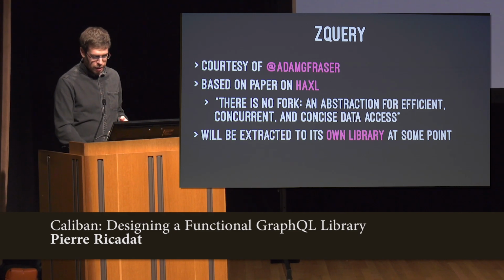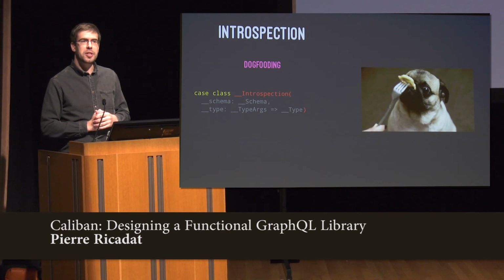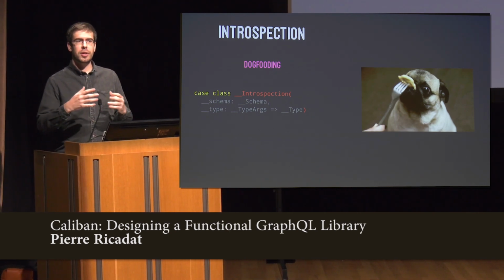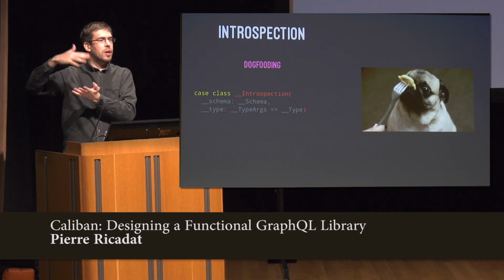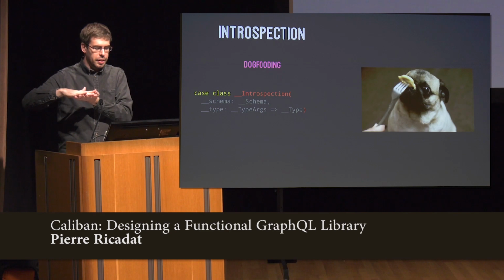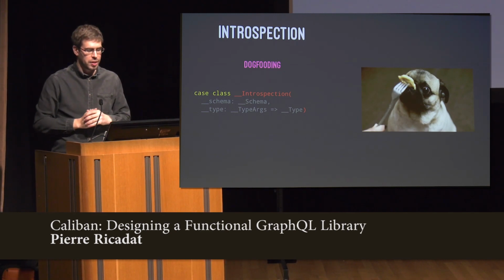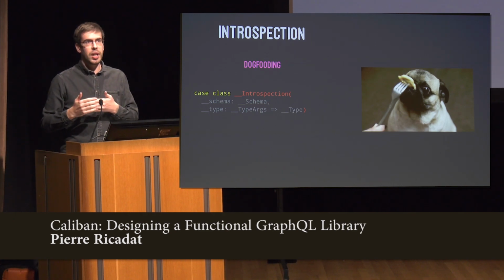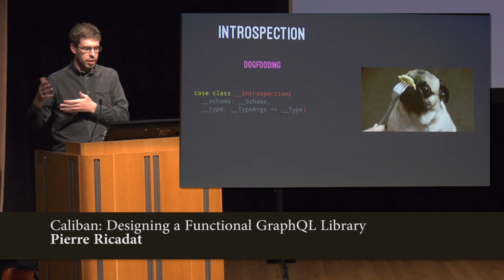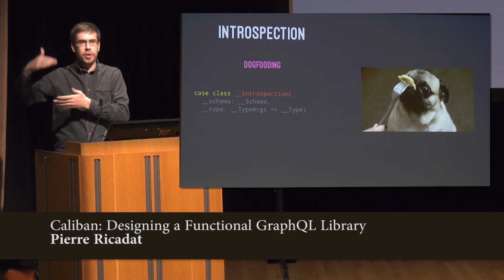All right. Just a word on introspection. Introspection is the process that allows the tool that I showed at the beginning to know all the types that are available on the server, so that it can show this nice documentation and have the autocomplete and so on. The introspection is just like a regular GraphQL field that you can gather. You can ask a list of types and so on.